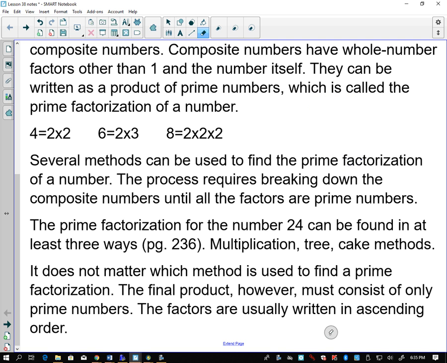All right, it doesn't matter which method you use to find prime factorization. A final product does have to consist of only prime numbers. The factors are usually written in ascending order, so smallest numbers first, so in our case 2 times 2 times 2 times 3. Okay.